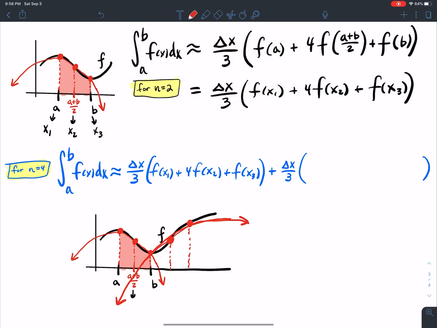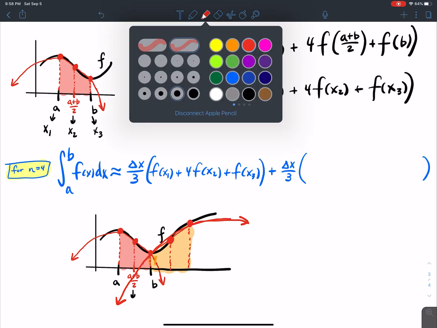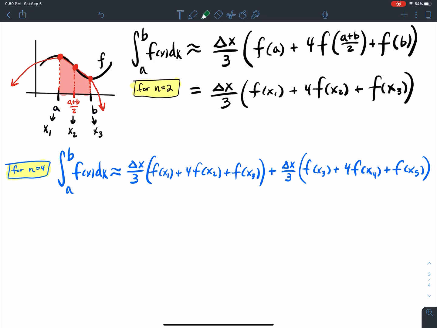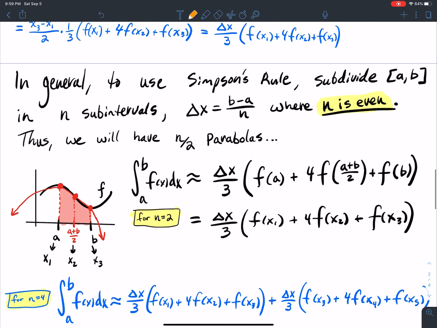And so we literally have to do it again. I'm going to use orange here so that you can tell the difference. So literally what's happening here is this second one is the orange area, and that first one there is that red area. Okay, so when you do n equal to 4, n equal to 4 means 1, 2, 3, 4 subintervals, right? So instead of having just 1 parabola, it's 4 divided by 2, which is 2 parabolas.